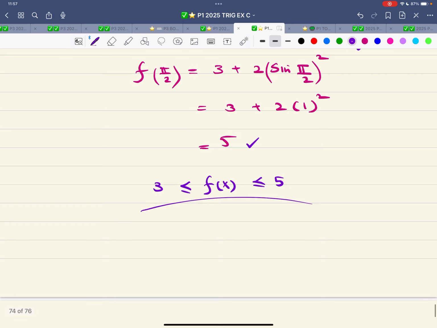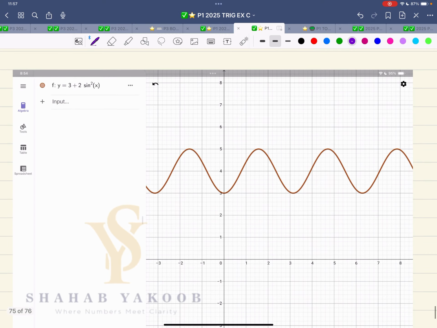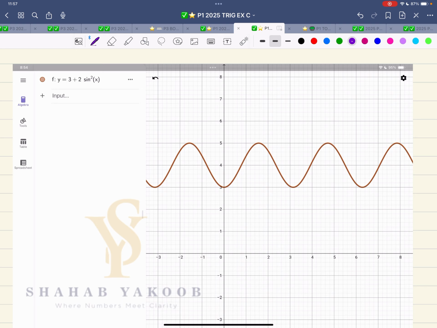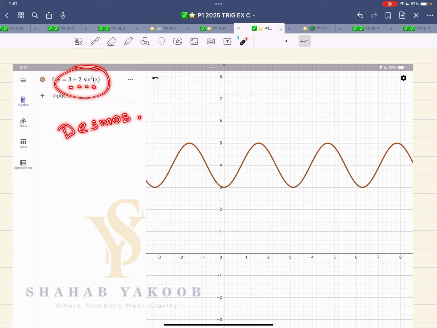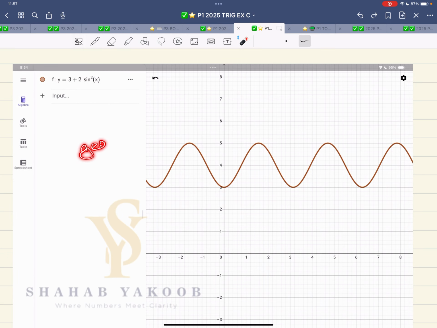Now over here, the question is all done and dusted, quite easily done. But over here, what I have done is that I have given you some extra information. That is, I have drawn this graph 3 plus 2 sine square x on, I think, Desmos or GeoGebra. You can use both of them. These are nice applications for drawing a graph. So just for fun, this is not required from the syllabus perspective.